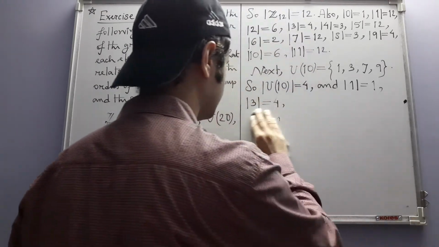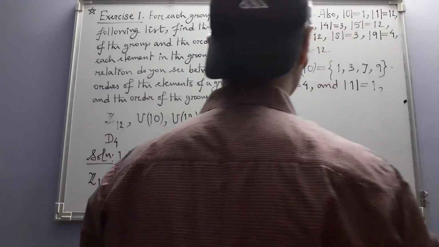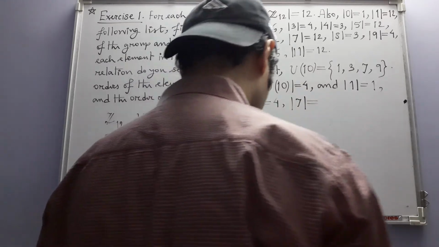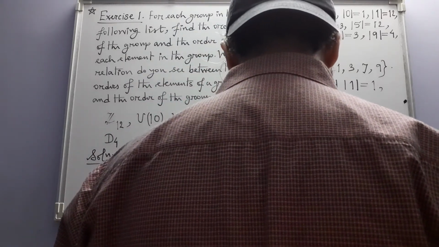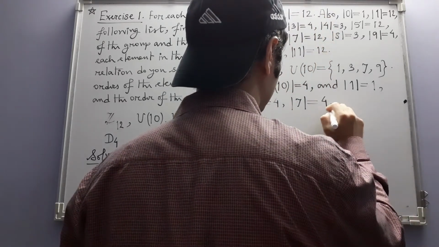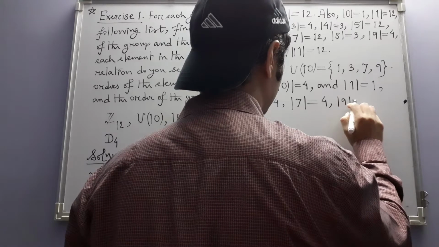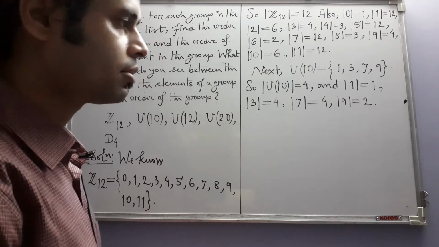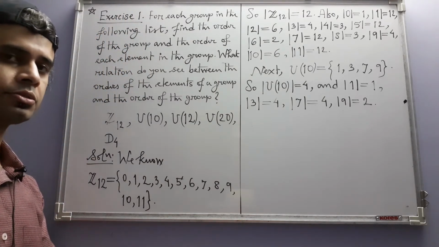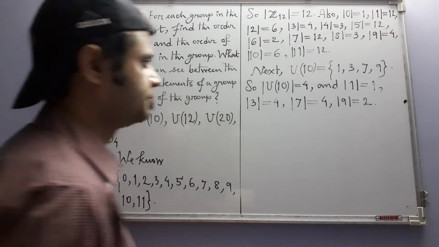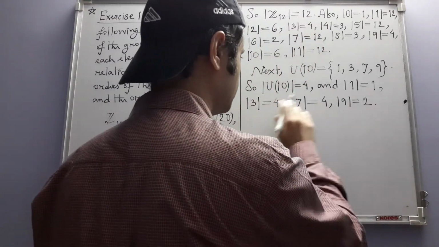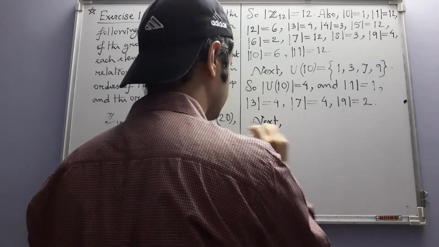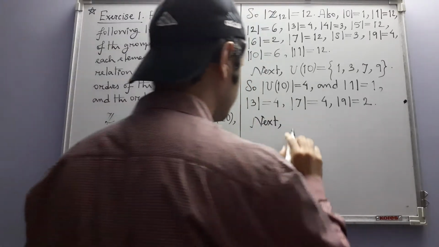Like that, one can calculate that the order of 7, here I have calculated them, is also 4, but the order of 9 is 2, because again 9 square is 81, 81 minus 1 is divisible by 10. Okay, so these are the 4 elements and their orders. Next, U12.